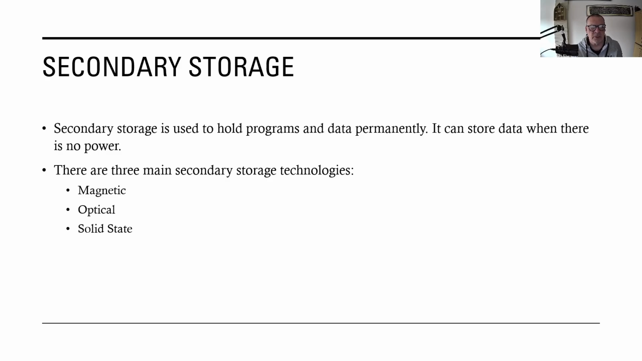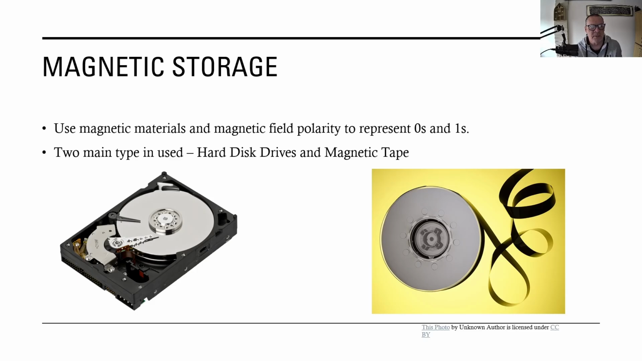Three main types of technology that we use for secondary storage. These are magnetic, optical, and solid state. Magnetic storage devices all use the magnetic field properties to store data. We can use the polarity of a magnetic field to represent zeros and ones. We have hard disk drives and magnetic tape. Hard disk drives are typically used inside computers or for portable storage, external hard disk drives, and magtape is used for archiving purposes.